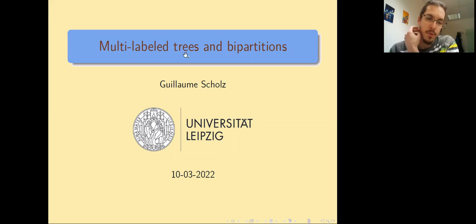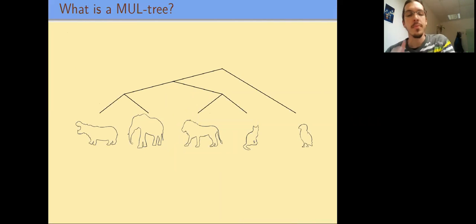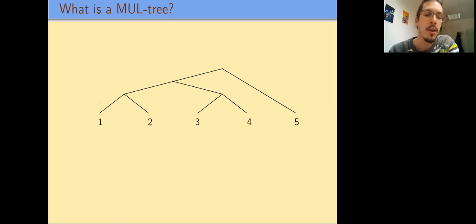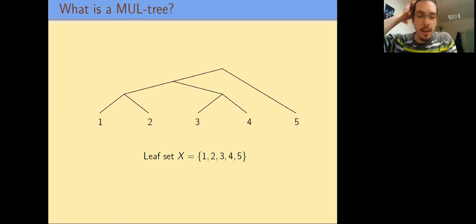So this is a phylogenetic tree. So a tree with a root, a unique path from the root to each of the leaves. And the leaves, they represent species, they represent organisms, they are all distinct. So they can be numbered. You have here leaves from 1 to 5, which gives a leaf set, X, 1, 2, 3, 4, 5.